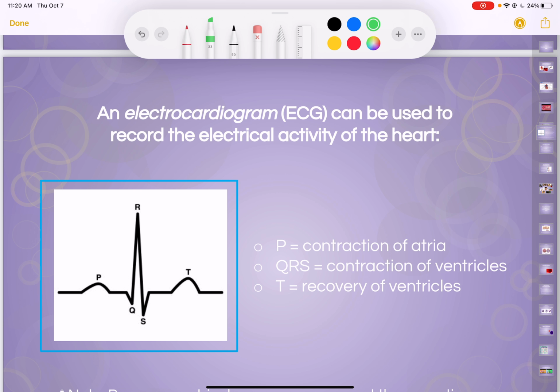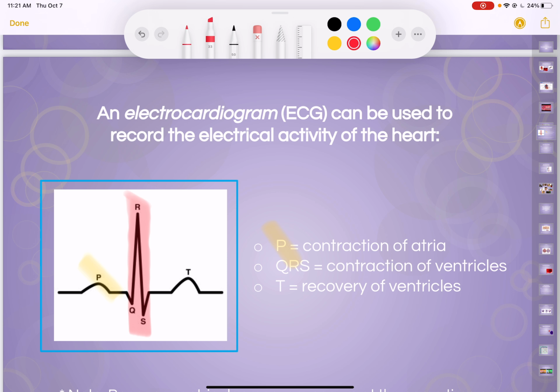But how do we read this? Well, basically how this works is that the P on this, which is right here, is the contraction of your atria. So there's a little bit of a nerve impulse to make your atrium contract, okay? The QRS is this big, huge sort of peak in the graph.